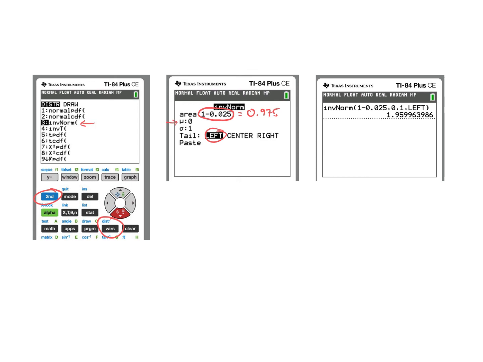Notice that for mu, you're using 0, and for sigma, you're using 1. That's the mean and the standard deviation of the standard normal distribution. Then when you press enter, you'll see that it gives you the same critical value of 1.96.